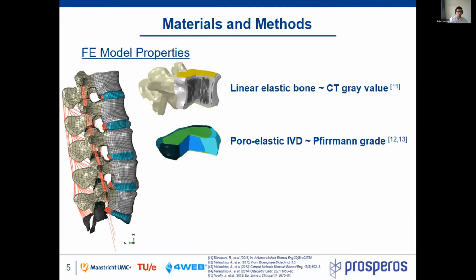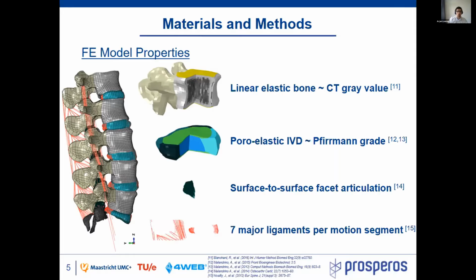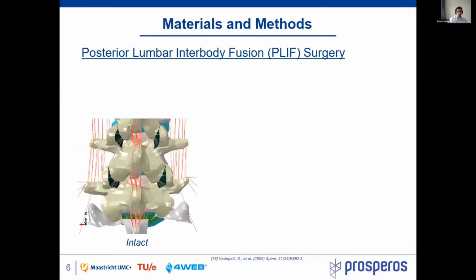The intervertebral discs were modeled as poroelastic materials, of which the exact parameters depend on the Pfirrmann grade, which was based on the MRI scan of the patient. The facet joints were modeled with surface-to-surface interactions, and the 7 major ligaments per spinal motion segment were included as non-linear unidirectional fibers.